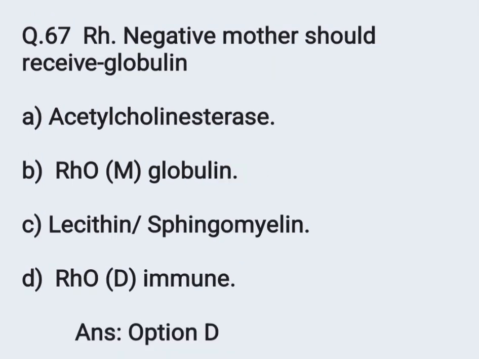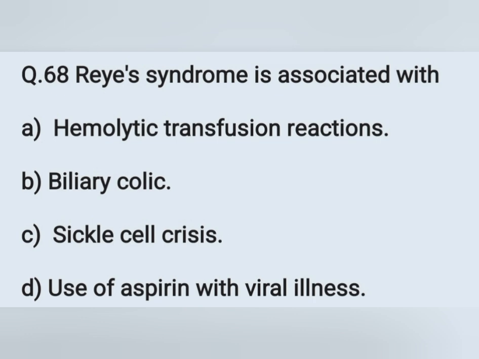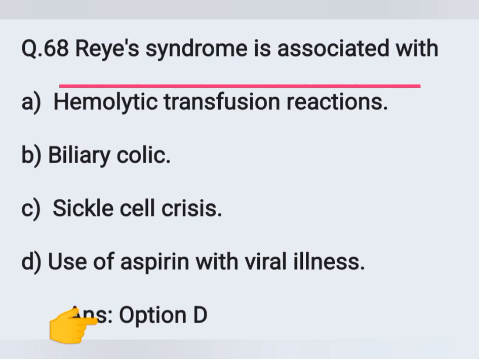Move on to the next question, question number 68. Reye syndrome is associated with. Options: Option A, hemolytic transfusion reaction. Option B, biliary colic. Option C, sickle cell crisis. Option D, use of aspirin with viral illness. Reye syndrome is associated with aspirin. So the correct answer is use of aspirin with viral illness. Option D is the correct answer.